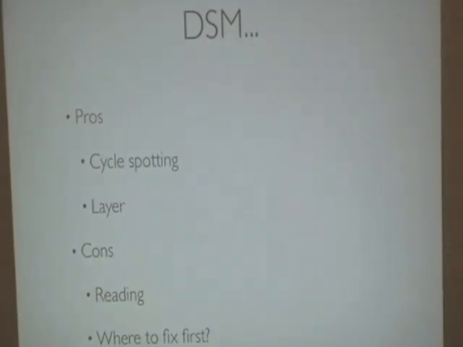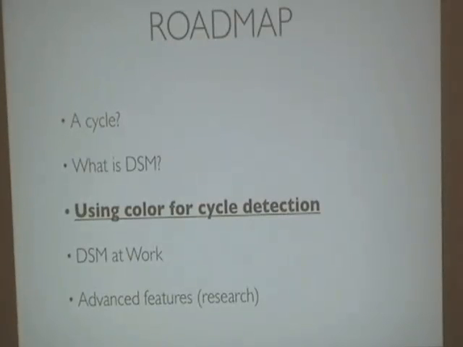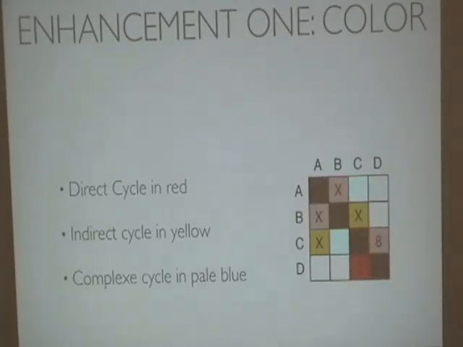And now, okay, now we have programs to read cycles, to read dependencies, and we don't know how and where to fix those dependencies. So we can use colors. Here we can use red for direct cycle, yellow for indirect cycle, and pale blue for complex cycle. When we talk about complex cycle, it is a lot of cycles, a lot of cycles which are imbricated.